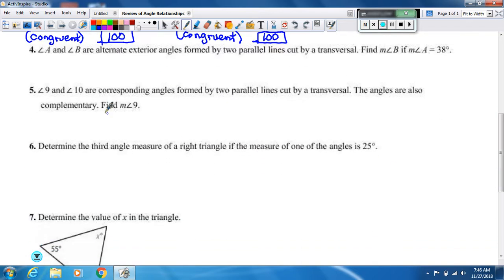Okay, angles A and B are alternate exterior angles. So alternate exterior angles are equal to each other, formed by two parallel lines cut by a transversal. Find the measure of angle B if the measure of angle A equals 38. Well, since they're equal to each other, if one of them equals 38, the other one has to equal 38.